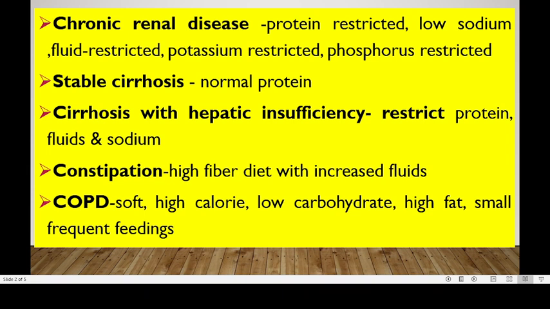We also have COPD, chronic obstructive pulmonary disease. These patients need to be given soft, high calorie, low carbohydrate, high fat, and small frequent feedings. Remember, these patients have problems with breathing. They need more energy for breathing, and that's why we are giving them more fat, at least to be a reservoir for the energy production.